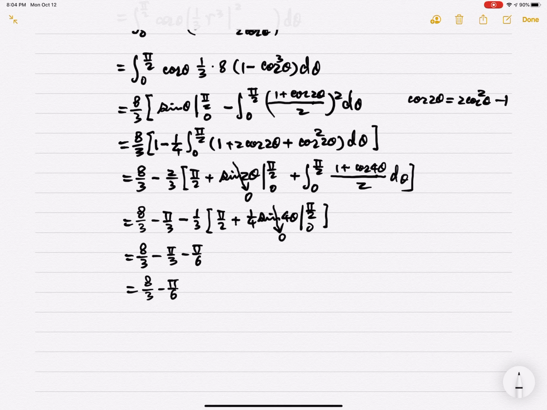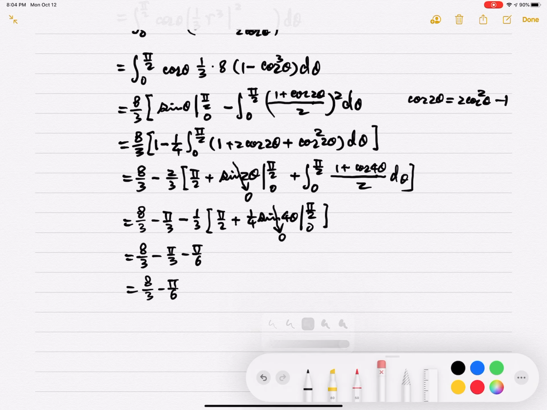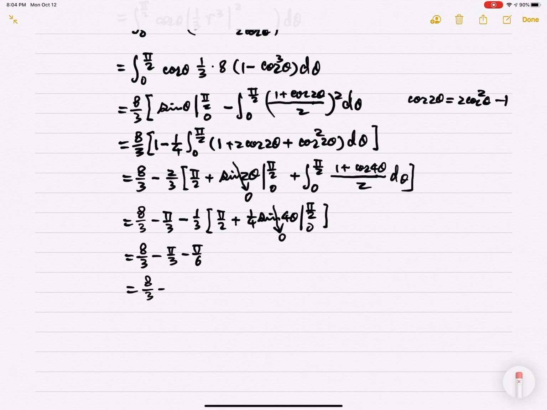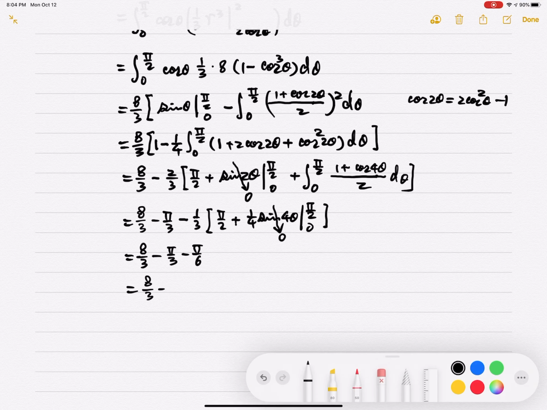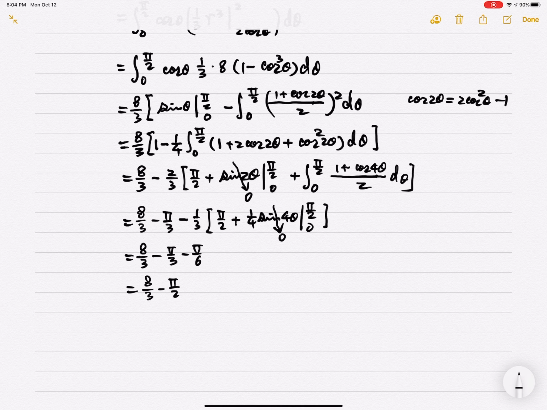Both are negative, so that's equal to 8/3 minus 2 pi over 6 minus 3 pi over 6, pi over 2. If you combine, you can leave it like that, with denominator 6. So that's 16 minus 3 pi over 6. That's the answer.